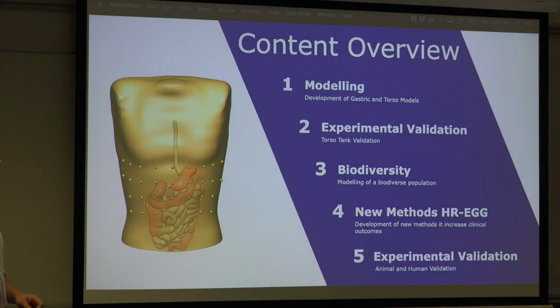My talk today is broken up into 5 main sections. First, I'm going to introduce modeling and how we developed some gastric models. Second, how we experimentally validated those models. Third, how we tried to include biodiversity, which is a really important subject here. Fourth, how we defined completely new methodologies. And finally, how we have validated those in humans and animals at the very end.